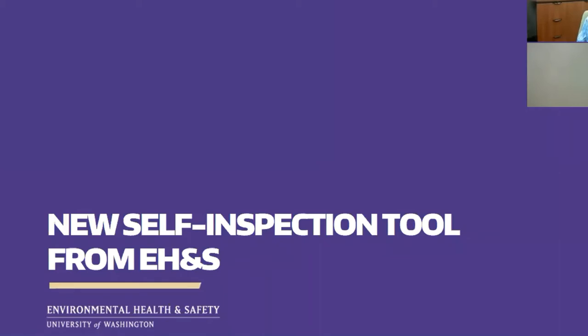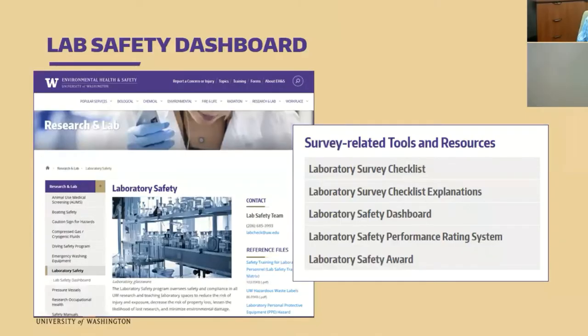Now that we've covered the key subject areas for self-inspections, I'm going to show you how you can use EH&S's new online self-inspection tool. Go to the Research and Lab section of the EH&S website and click on the page for lab safety. As you scroll down, you will see a list of survey-related tools and resources. Click on the link for the Laboratory Safety Dashboard. This will lead you to the portal for your dashboard.